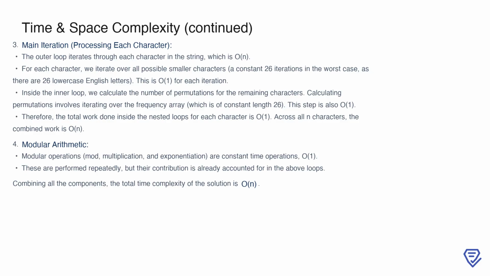Inside the inner loop, we calculate the number of permutations for the remaining characters. This involves iterating over the frequency array, which is of size 26 and also constant, so this step is O(1). Combining these, the total work within the nested loops is O(1) per outer loop iteration. Since the outer loop runs n times, the total contribution here is O(n). Additionally, modular arithmetic operations, such as modular exponentiation and multiplication, are constant time, O(1). Their effect is included within the loops, so they don't add extra complexity. Bringing everything together, the total time complexity of the solution is O(n).